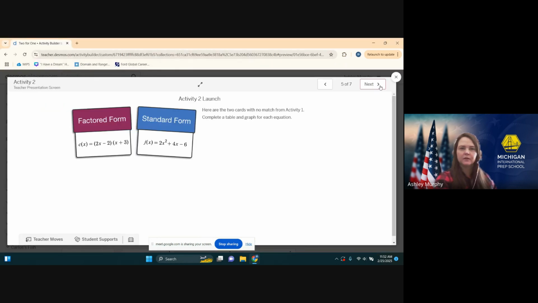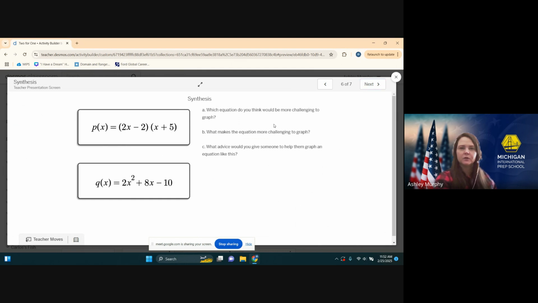Okay, moving forward. Which equation do you think would be more challenging to graph? Well, I think standard form is the most difficult form of all the forms to work with because when you look at it, these numbers 2, 8, and 10 are not really of any significant value when it comes to the graph. However, looking at factored form, I know that there's going to be an x-intercept of -5 just by looking at this linear factor. And so that gives me somewhere to start, a dot to plot on the graph, so it's a little bit more helpful to me.